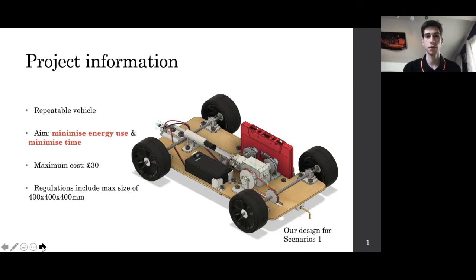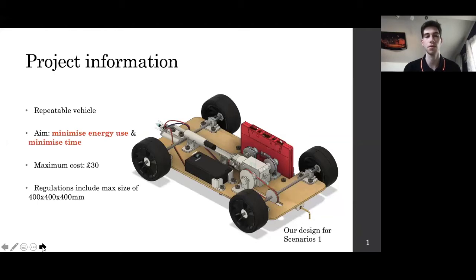For the 2021 IMechE design challenge, our task was to design a repeatable vehicle that would drive up to a wall and then reverse to its start position. During scenarios 1, our design focused on the accuracy of drive, and you can see our design in this image. However, for this scenario, we have aimed to minimize both the time taken and energy used to complete the run.